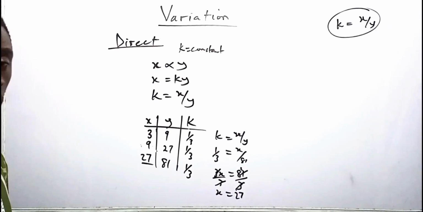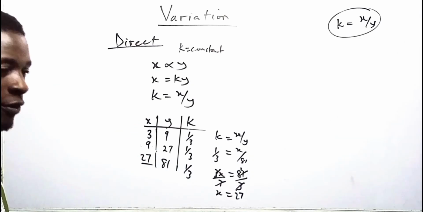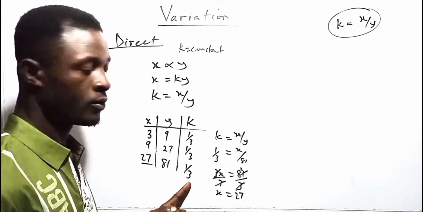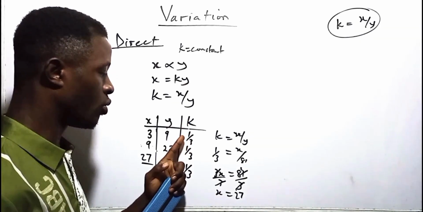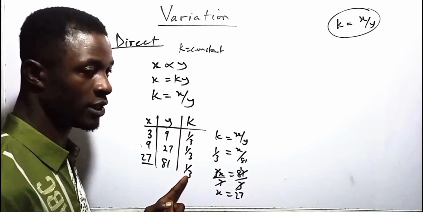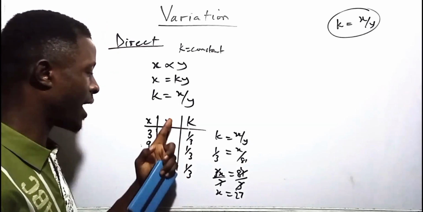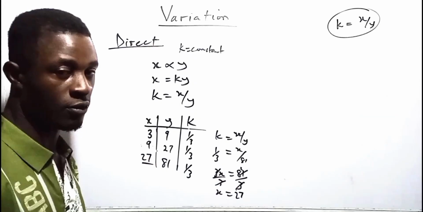So that's how you can solve for more values of x or for more values of y, if you know your value of k. So notice that the k values here are constant all through: 1 over 3, 1 over 3, 1 over 3. Once you know your value for k, you can use that value of k and other values of y or other values of x to find whatever you are asked to find.